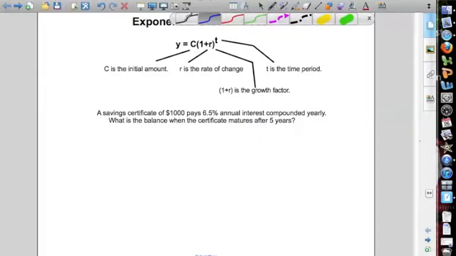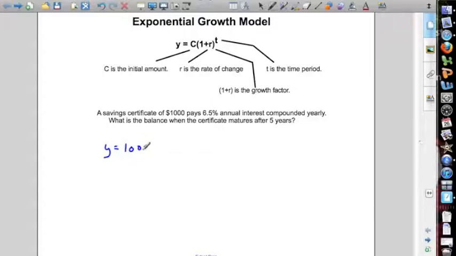So let's go ahead and work this problem out. It says the savings certificate is worth $1,000. So that's going to be that initial amount. That's how much it's worth right away. If I don't do anything else, I still have $1,000. It's going to go up 6.5% yearly. And so the 6.5%, I want to work with that as a decimal. Remember, you move it 2 spots, 1, 2, so it's going to be 0.065. And then the t, the exponent that I'm taking it to, that's the number of years that I'm looking at. And in this particular problem, I'm looking at 5 years.